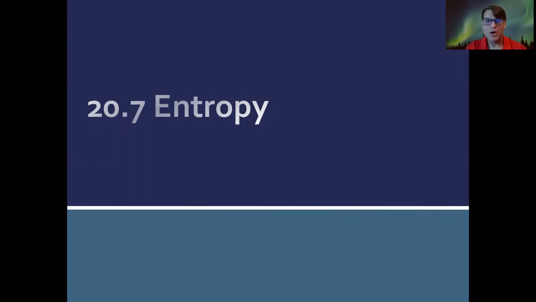This video is on entropy, and this is chapter 20. We're almost done with chapter 20 on the second law of thermodynamics. And the second law of thermodynamics basically says that everything gets more random. Things don't get more ordered on the whole. We're losing heat in the universe, and eventually it'll all go cold. But anyway, things go from ordered to disordered.